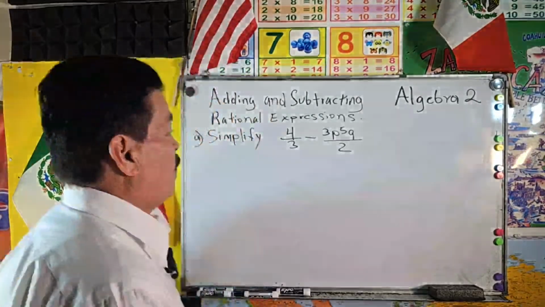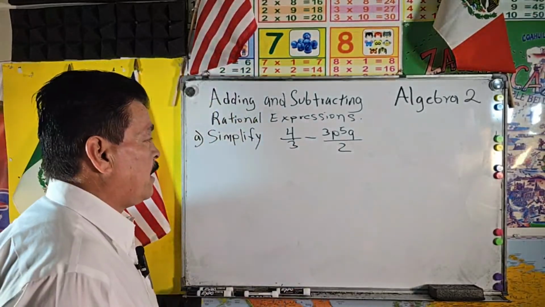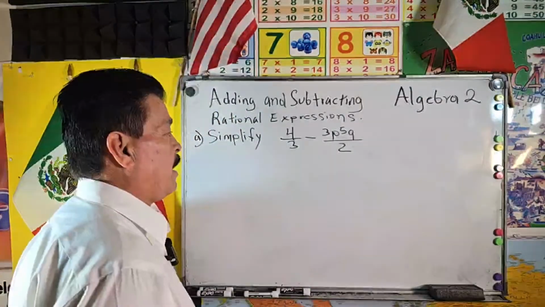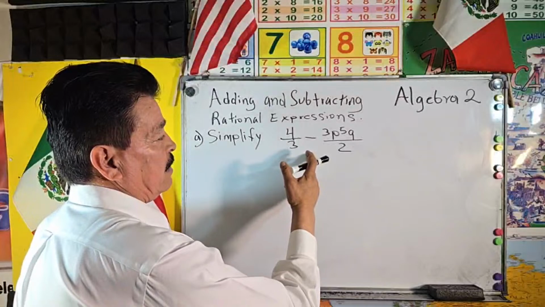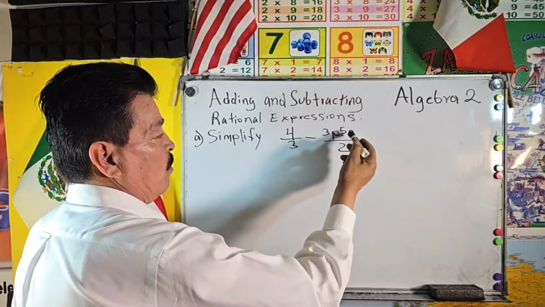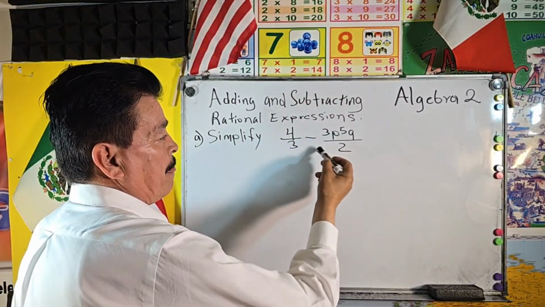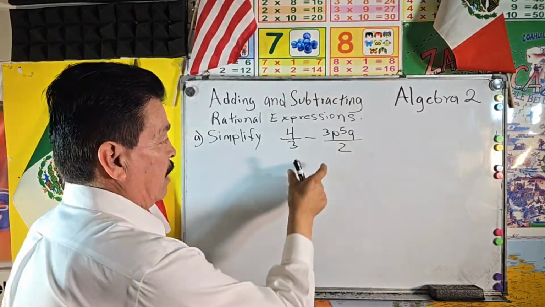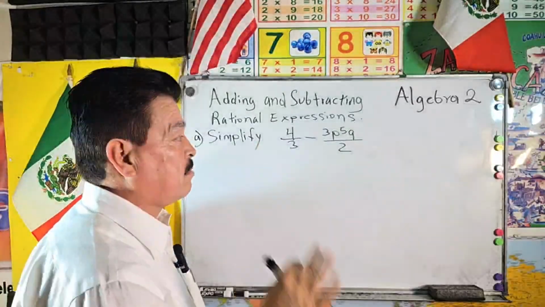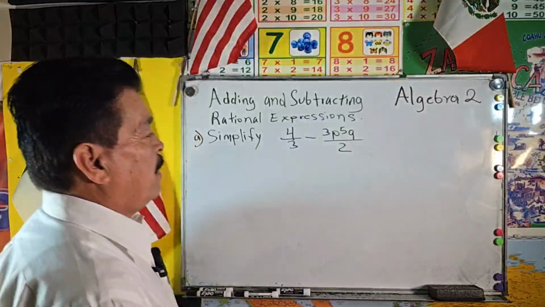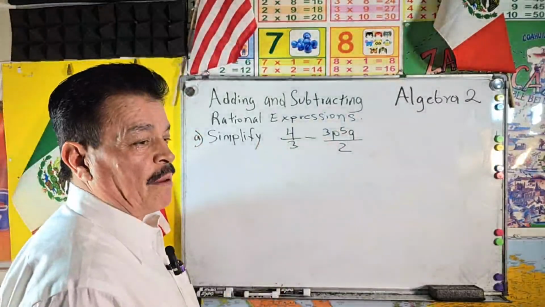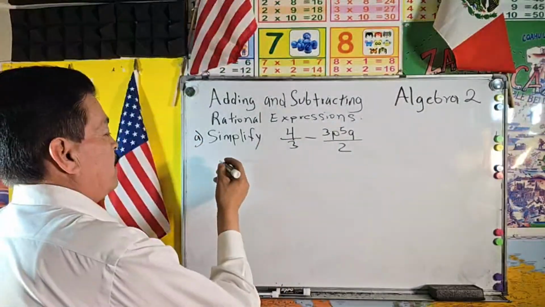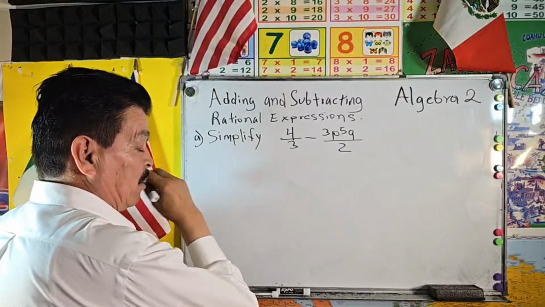Okay, welcome. First, we have one problem here. We have to simplify 4/3 minus (3p^5 q)/2. This is our first problem. I will solve three problems. First of all, we have to remember this important concept.